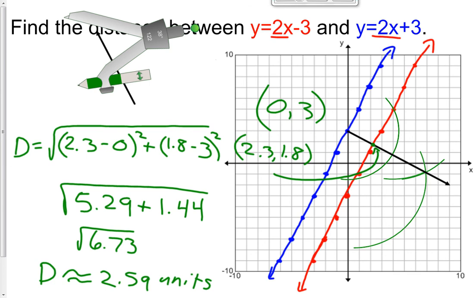So I could have picked any one of these points as my reference point. I could have picked that one, that one, or that one. And then when you construct that perpendicular line, it's not going to be at a specific ordered pair. So you're just going to kind of estimate. And we estimated that this point right here is right about 2.3 and up approximately 1.8. So once you do that, you find the distance between the two of them, and the distance between the red and the blue line is roughly 2.59 units.